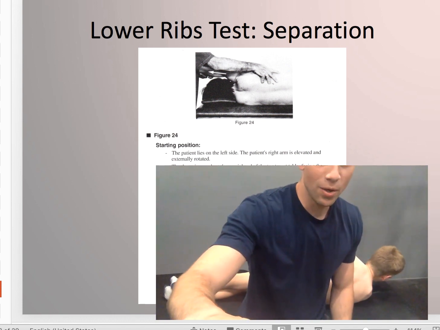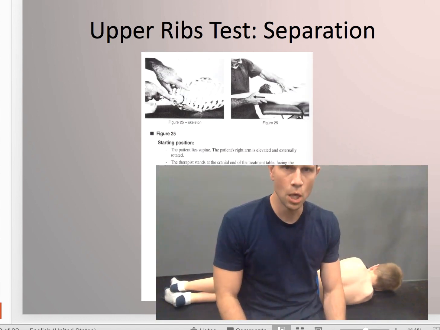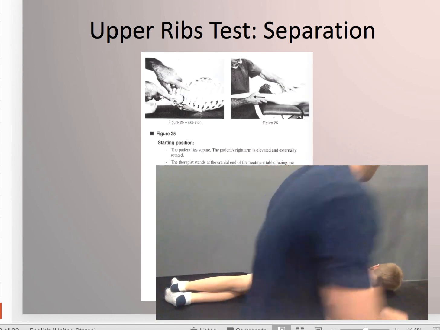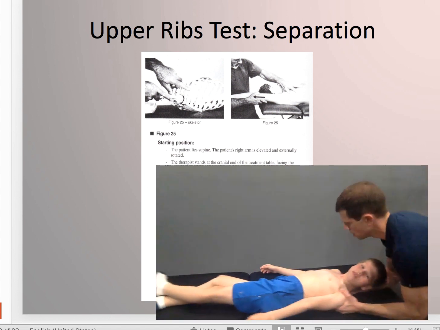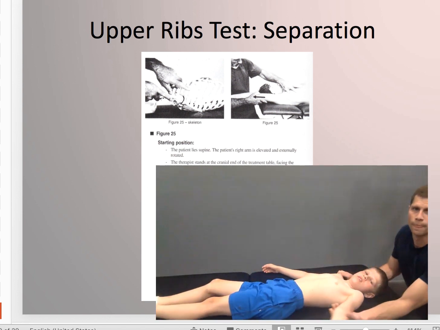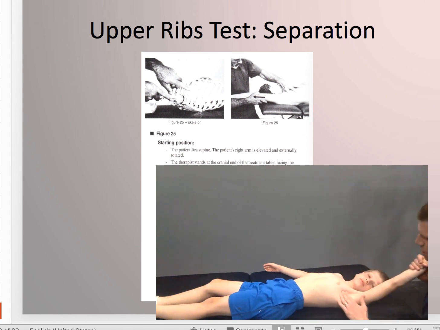The last one we are going to get to is the upper ribs. With this one, your patient needs to be more supine, like on your back here. And now you're kind of coming into the ribs through the armpit here. Again, being careful and conscious for breast tissue.